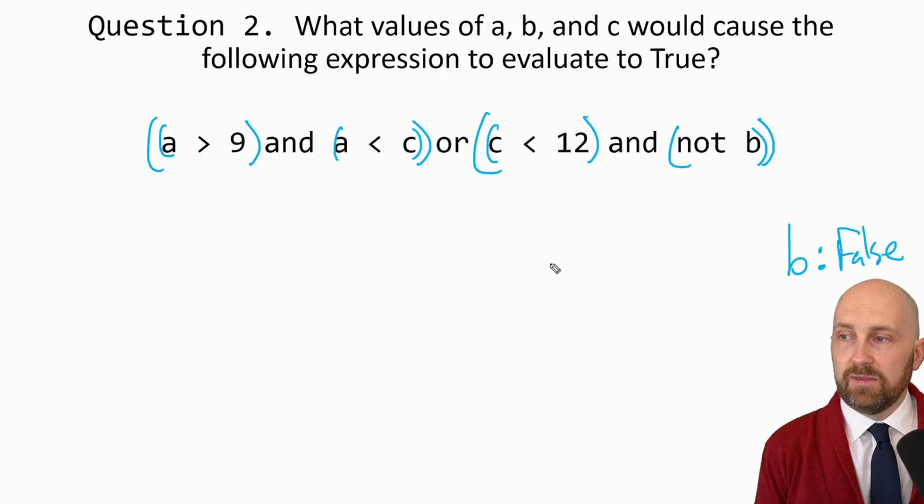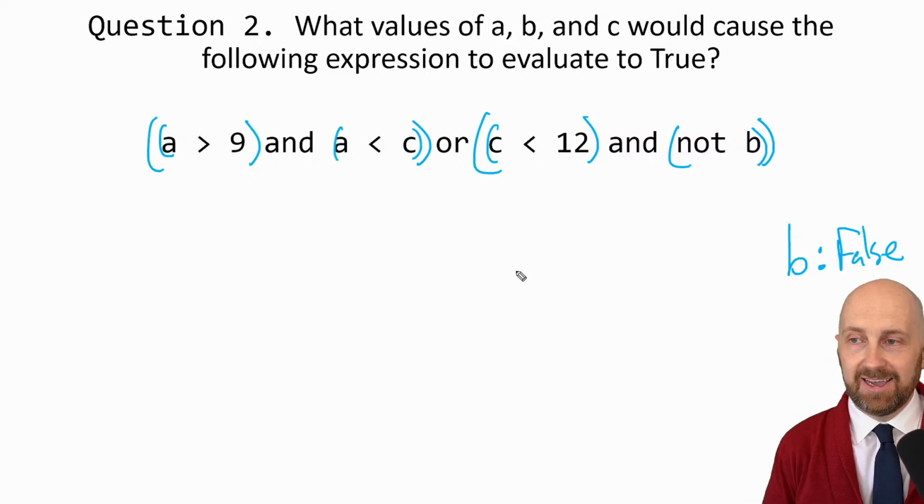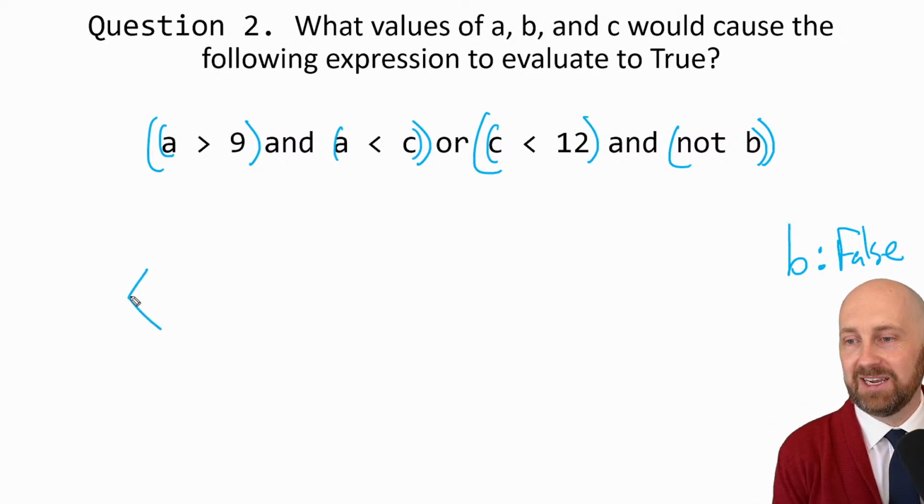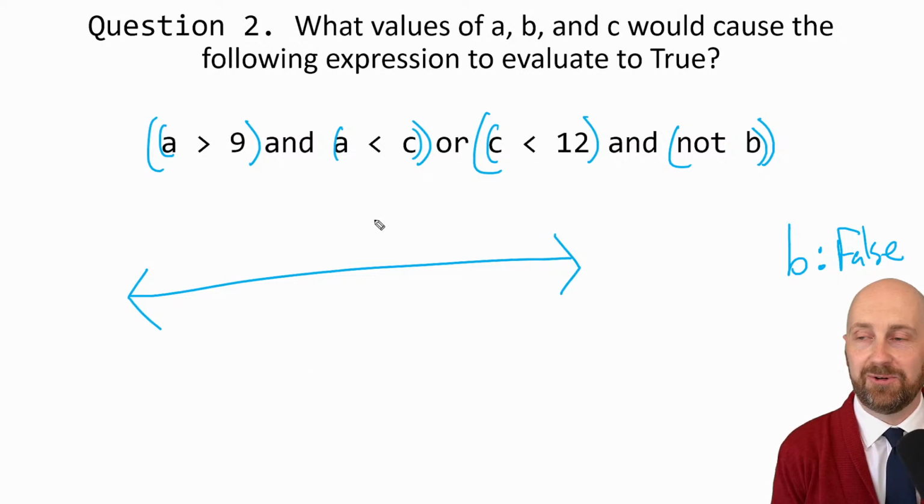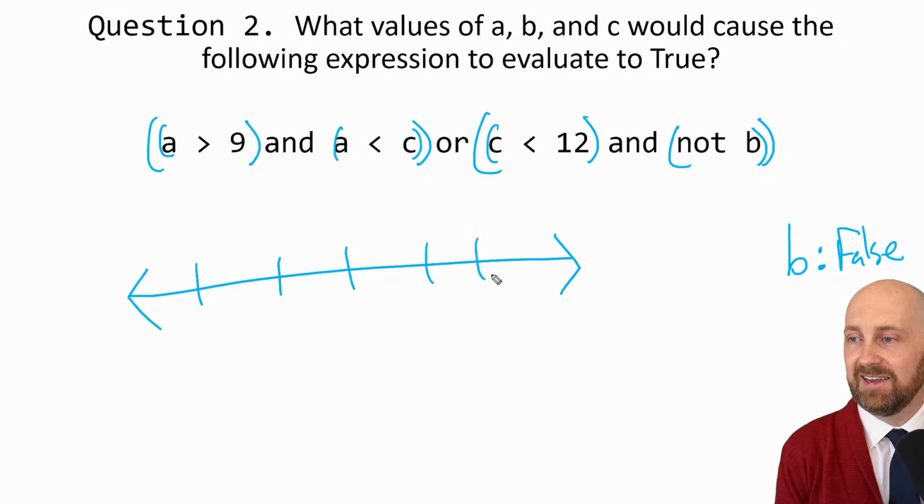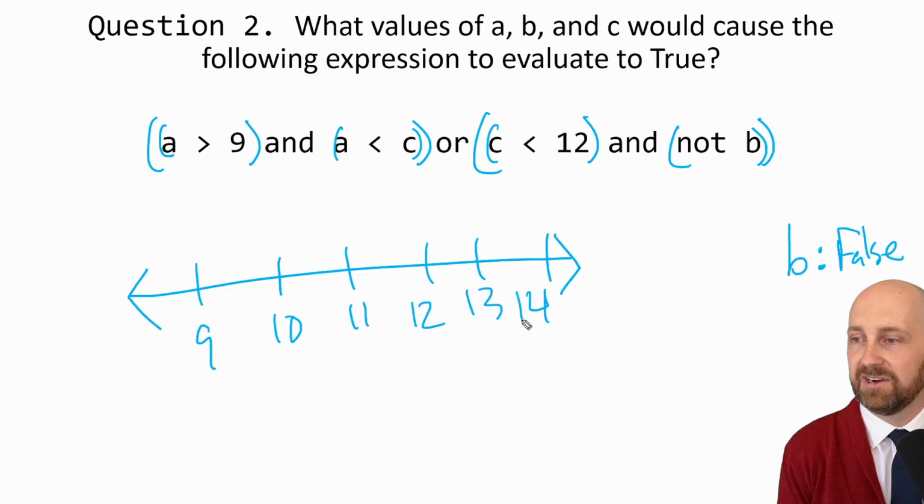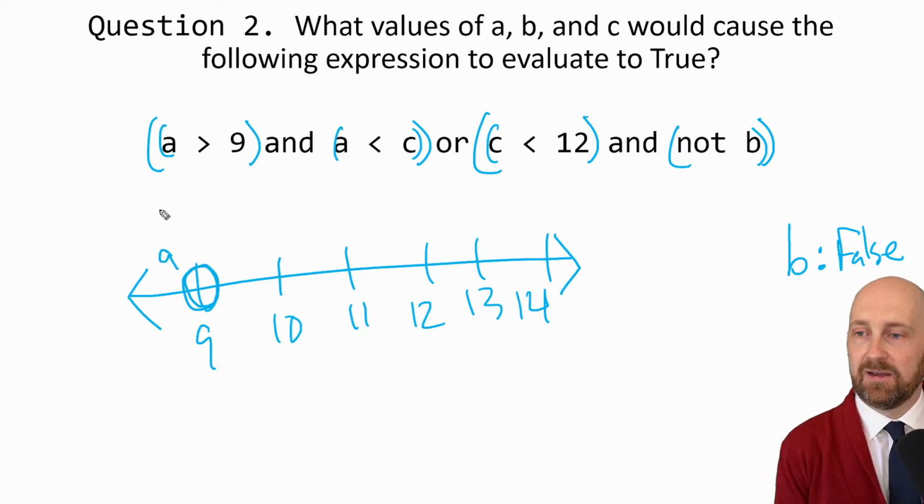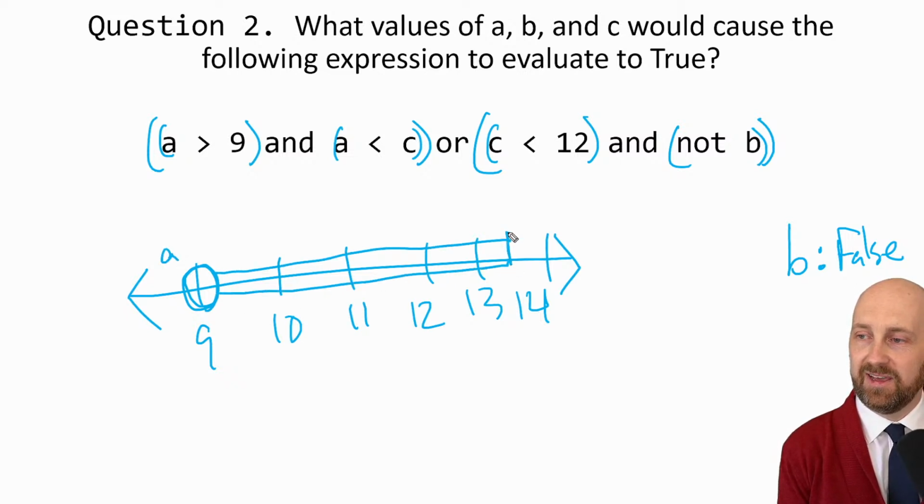Great. So we've got some relationships between numbers here. And just like you practiced in your early elementary or middle school days with number lines, I think number lines are a great way to reason through these relationships. So let's imagine we've got a number line and we're going 9, 10, 11, 12, 13, 14. I didn't need to go that many. We're saying A is greater than 9. I'm going to use an open circle to say that A is in this direction. So it's not inclusive of 9, but it's anything greater than 9.